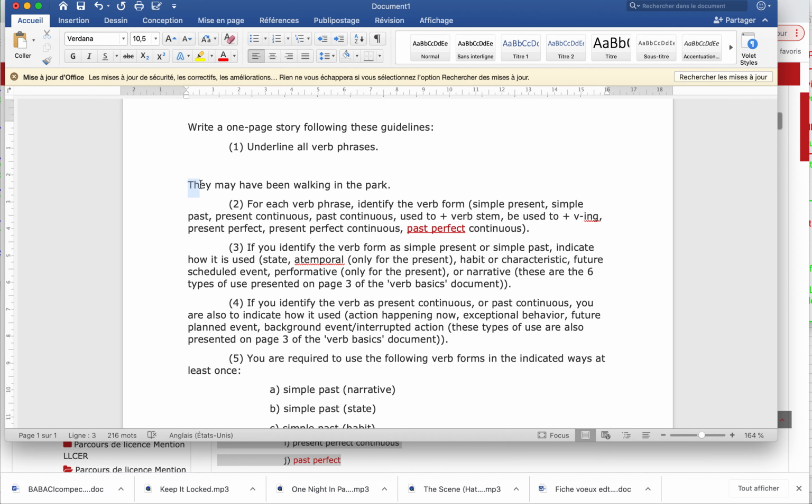For example, if you underline the whole thing, that's not the verb phrase. If you underline a part of it, that's not the verb phrase, right? That's only a piece of the verb phrase. If you underline, let's say, "walking in the park," that's not a verb phrase either. So that's really, really important to understand.